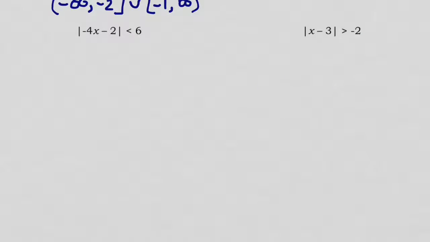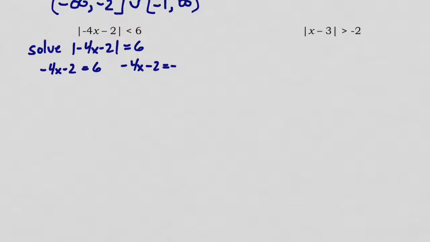And here's another example. I want to first solve the related equation. The absolute value of -4x minus 2 is equal to 6. Because we have a positive number on one side and simply an absolute value of a linear expression on the other, I can write this as -4x minus 2 equals 6, and -4x minus 2 equals -6.